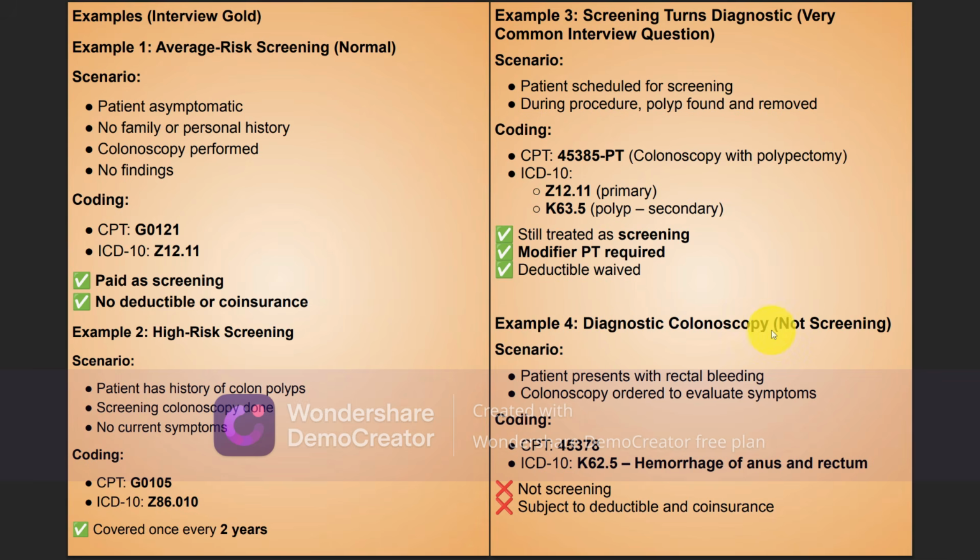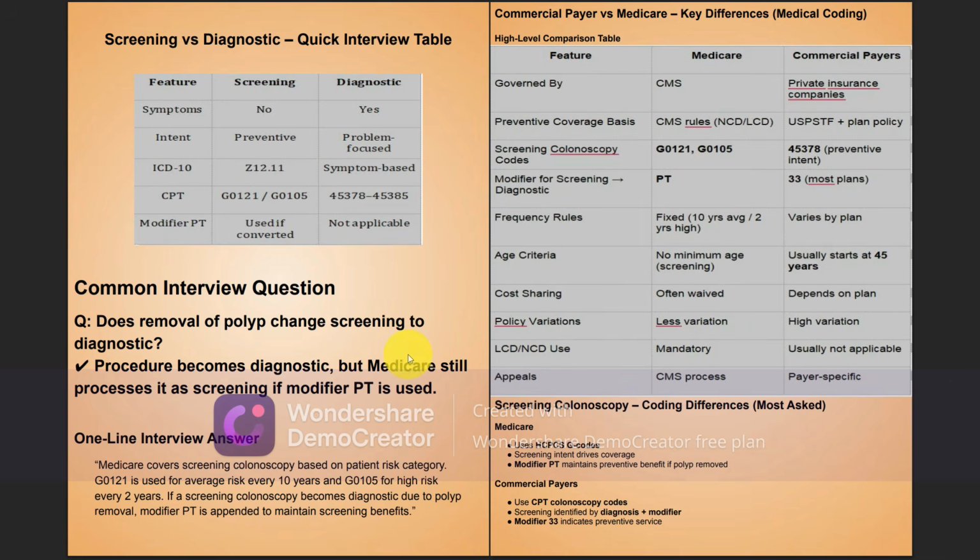Example: diagnostic colonoscopy, not a screening. Scenario: patient presents with rectal bleeding, colonoscopy ordered and evaluated. CPT 45378, ICD K62.5 hemorrhage of anus and rectum. Not screening, subject to deductibles and coinsurance. The waiver will not be applicable, right? You can see the tables of screening versus diagnostic in a quick interview table.